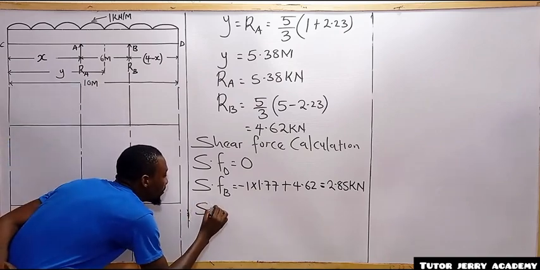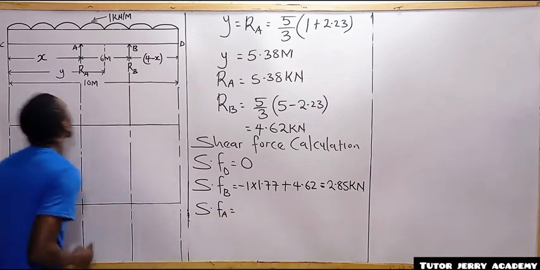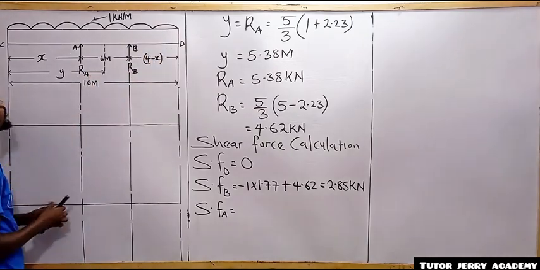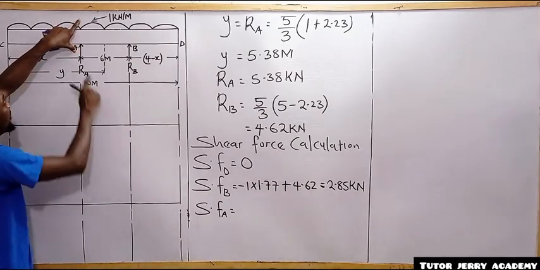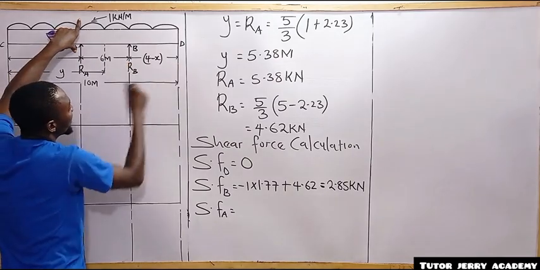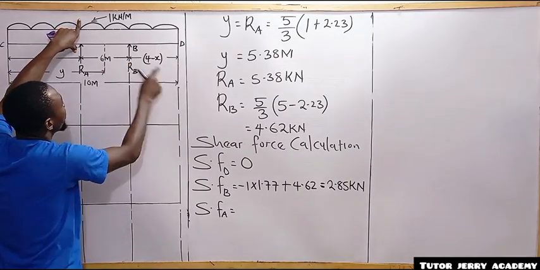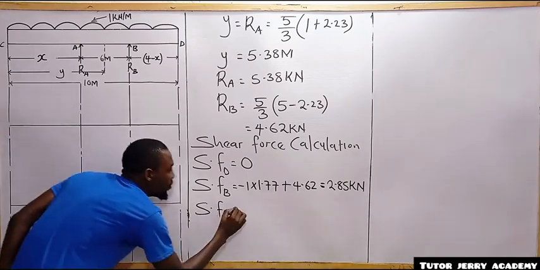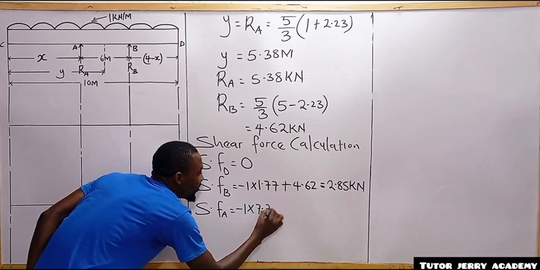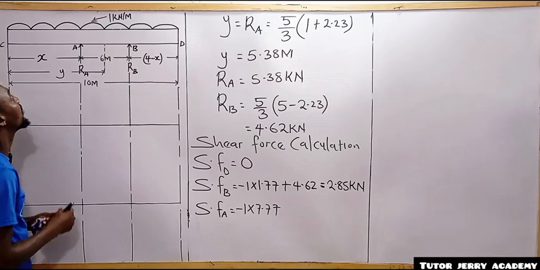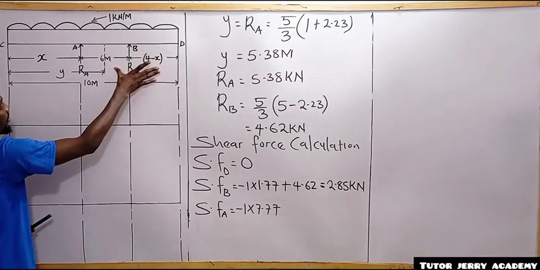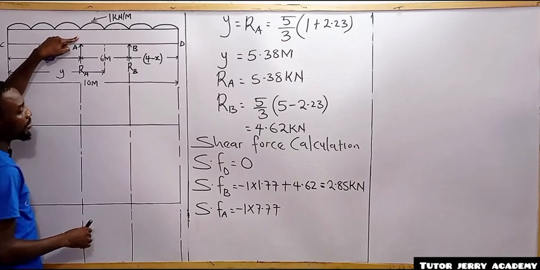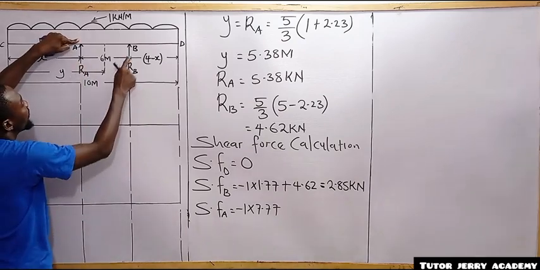So the shear force at point A. All right. So at point A, we also have a uniformly distributed load. Now the distance from here to here is 6, from here to here is 1.77. So 6 plus 1.77, that is 7.77, right? So now we're going to have negative 1 multiplied by 7.77, because it is a shear force, a uniform distributed load converted to a point load, the total distance that it covers.